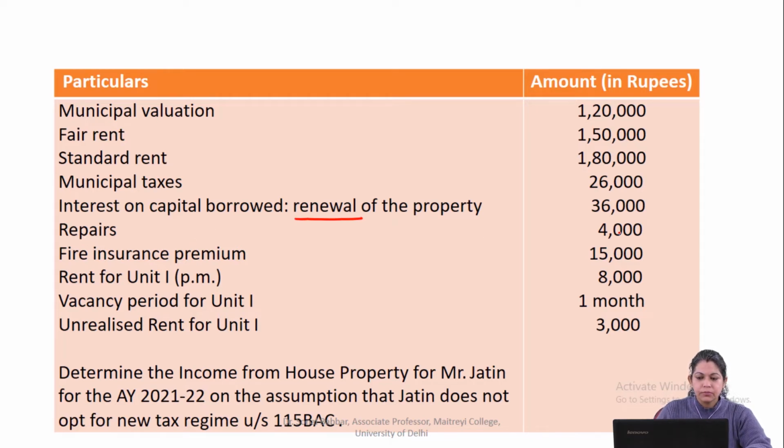Repairs 4,000 rupees. Fire insurance premium 15,000 rupees for the whole house. Rent for Unit 1 per month 8,000 rupees. Vacancy period for Unit 1 is 1 month. Unrealized rent for Unit 1, Rule 4 condition satisfied, and the amount given is 3,000 rupees. Determine the income from house property for Mr. Jatin for the assessment year 21-22 on the assumption that Jatin does not opt for the new tax regime under section 115BAC.